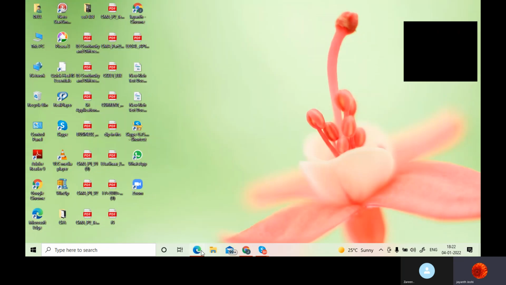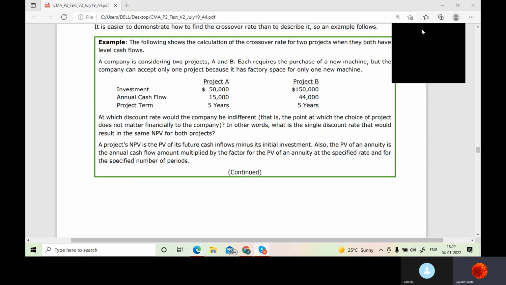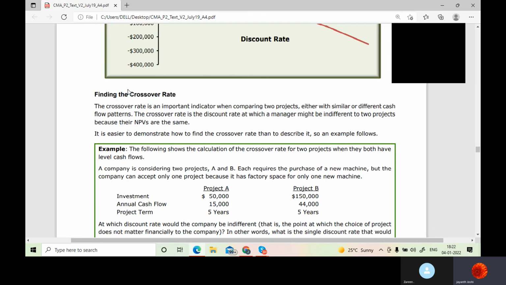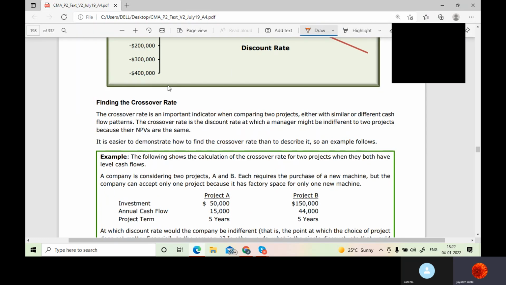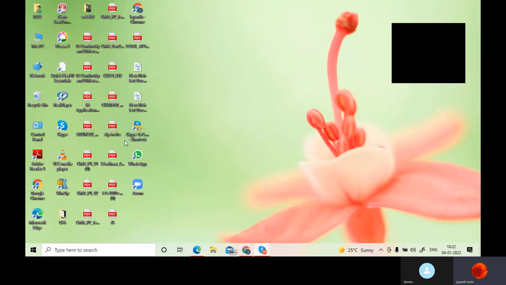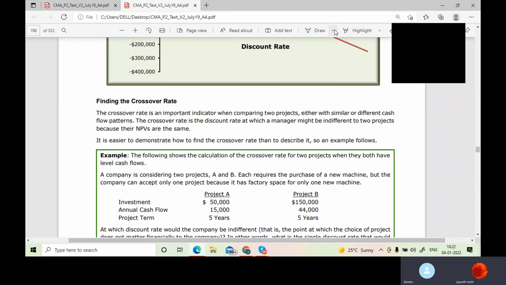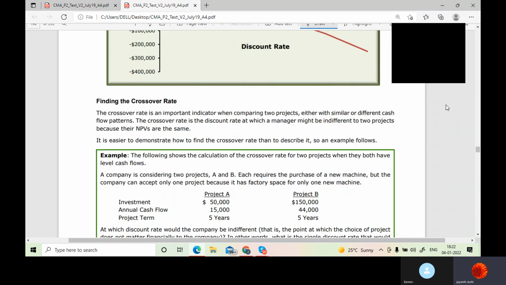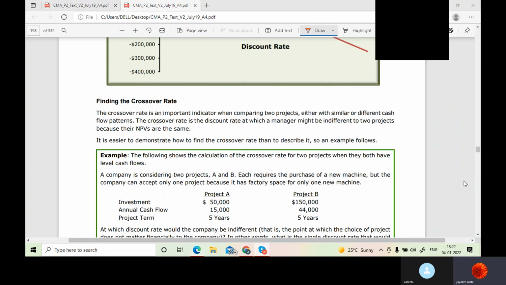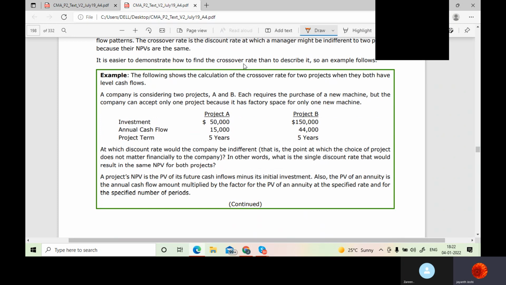Okay, so let's go with the topic called crossover rate today. Yesterday we have graphically seen what really is the crossover rate. Today we are going to practically find this particular crossover rate. Now let's see how to find out the crossover rate for a project. It's an important question. See, there are two projects here.